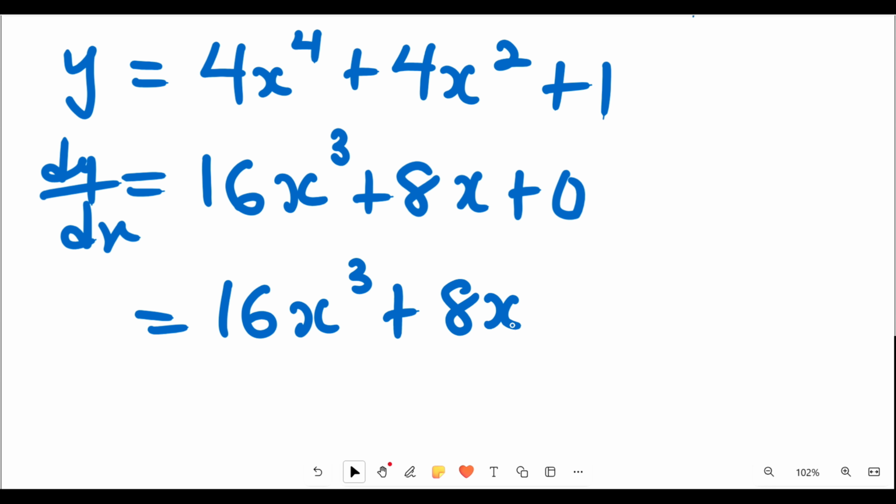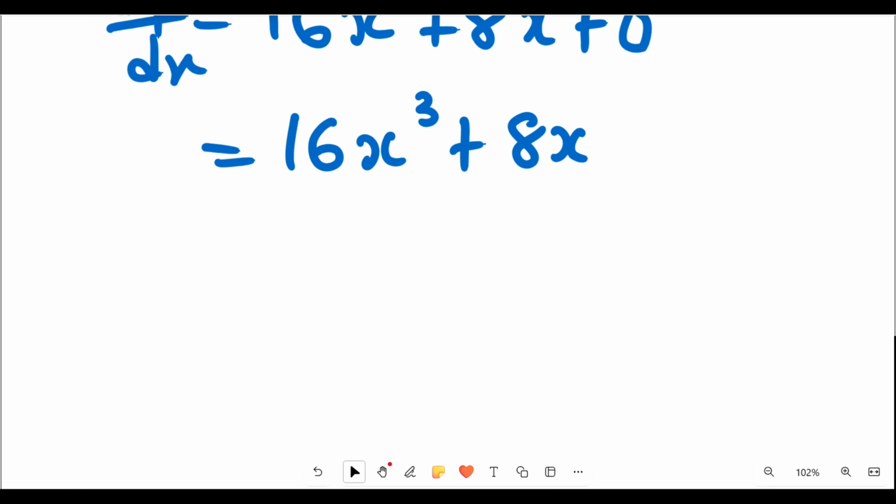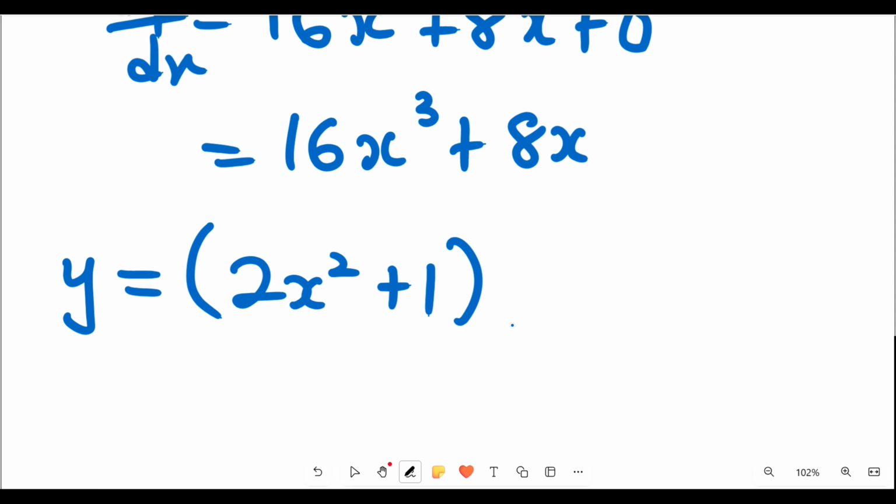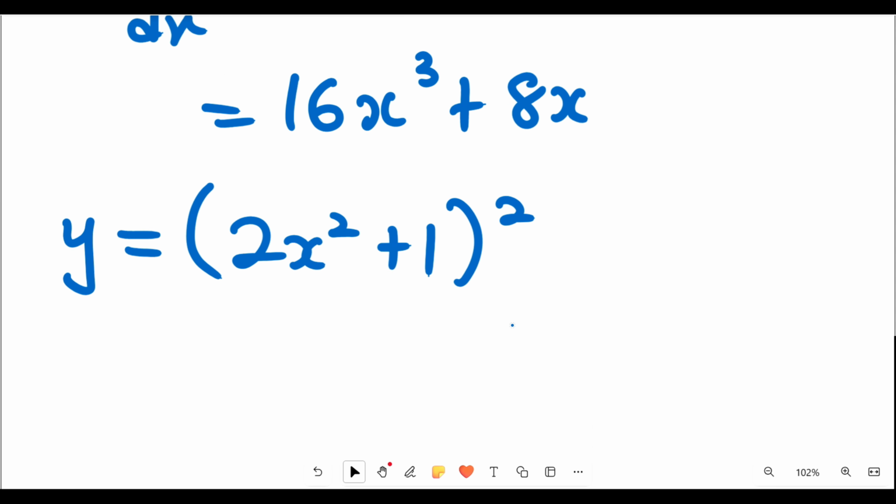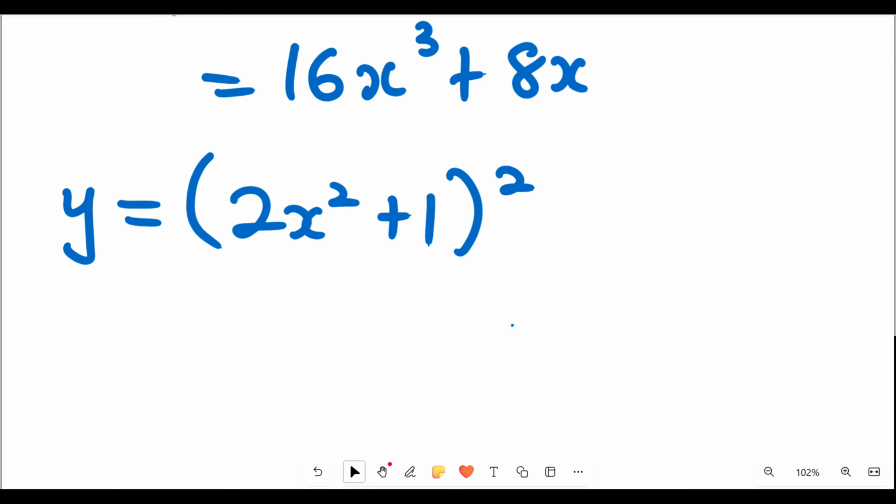Now, let us go back to our chain rule and see if the chain rule will give us the same answer. So the original function was (2x squared plus 1) all squared. Now, without using the expansion approach, before you apply the power rule to each of the terms, let us look at how best we can get the answer without expanding the bracket.